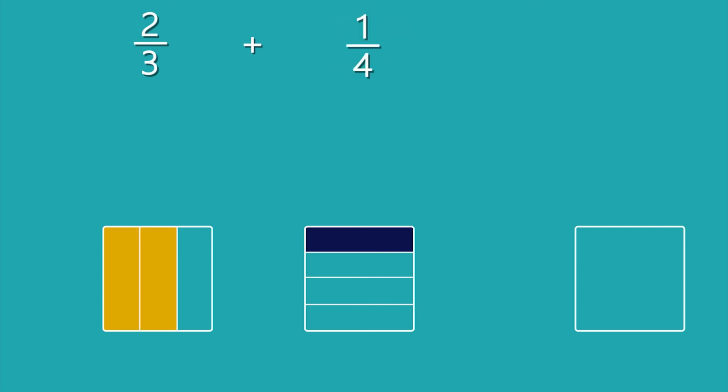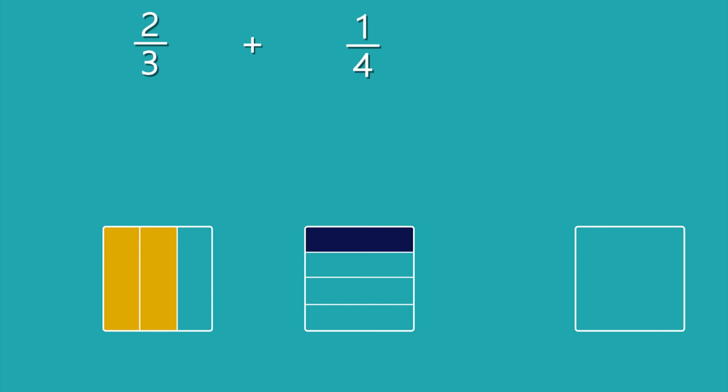Okay, so what we need to be able to add them is a common denominator. In this case, I can use 12 as a common denominator because both 3 and 4, both of these shapes, can be split into 12 equal parts without changing anything. I couldn't split them both into 5s. I couldn't split them both into 8s, but I can split them both into 12s.